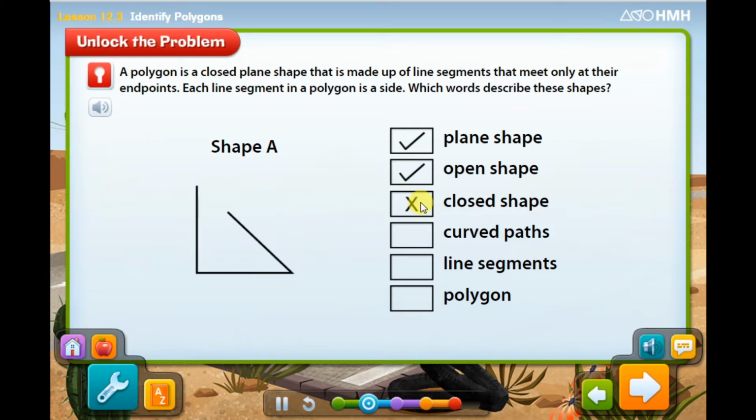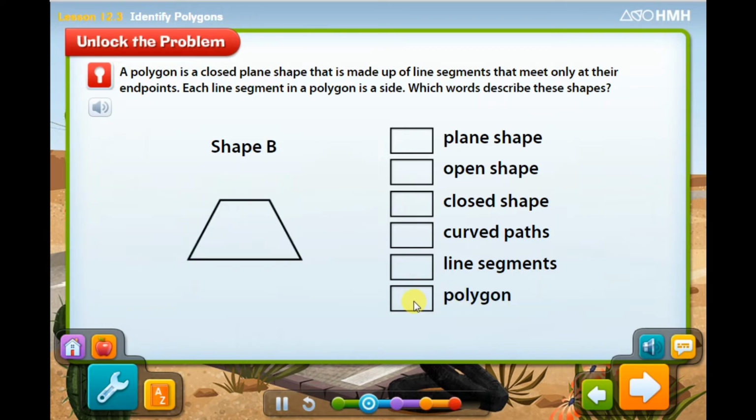Does shape A have any curved paths? No, it all consists of line segments, no curved paths here. All parts of shape A are line segments, so it does not have any curved paths. Does shape A have any line segments? It has three already. Shape A is made of three line segments. Is shape A a polygon? Let's see. Is it closed? No, it's open. Is it a plane shape? Yes, but it's still open. So it's not a polygon. Shape A is not a polygon because it's not a closed shape.